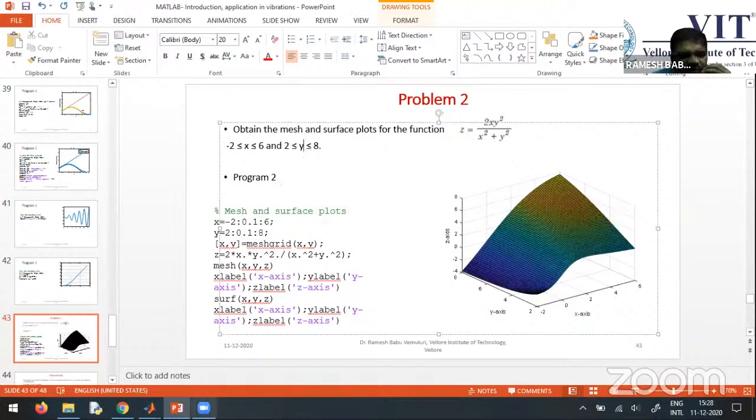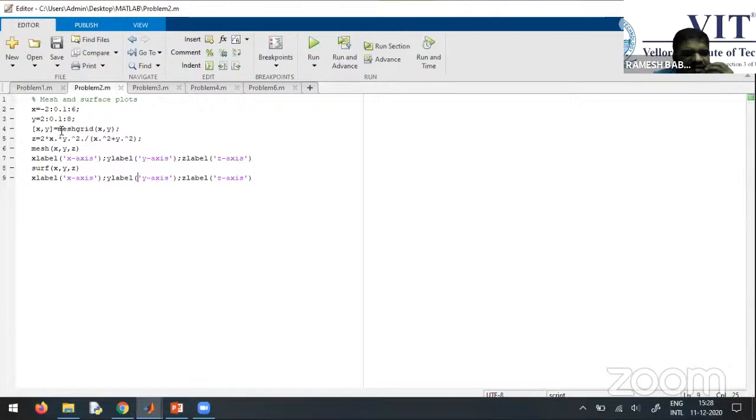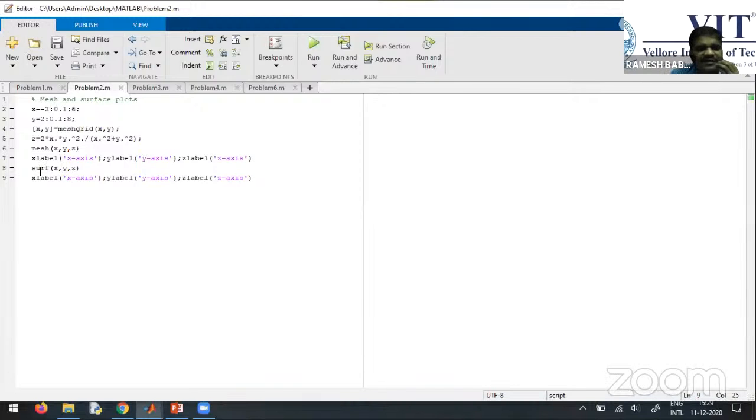Now we can see this problem two. So x minus 2 to 6 and limit is 0.1, then 2.18, then x comma y mesh grid, and then z value mesh x comma y comma z. All the 3 dimensions are the 3 we need to do here. The x label is called x-axis, y label is y-axis, z label is z-axis. Surf. So unless we give this surf, the surface won't come at 3 dimension. Then these are the x labels.